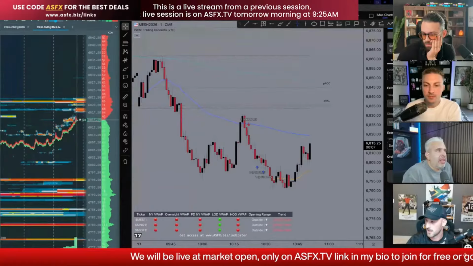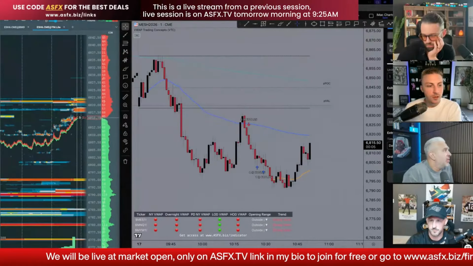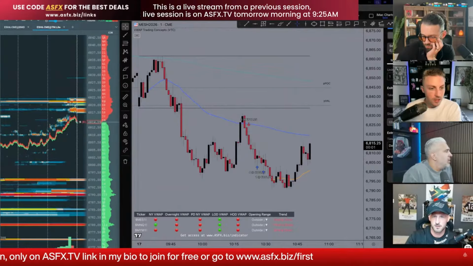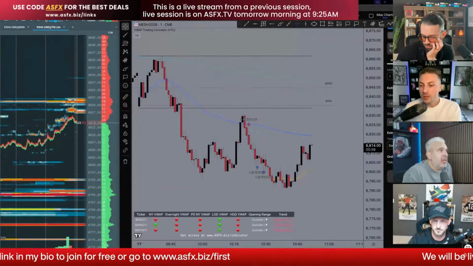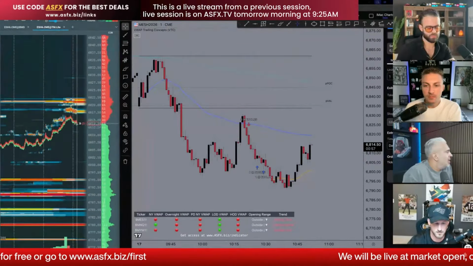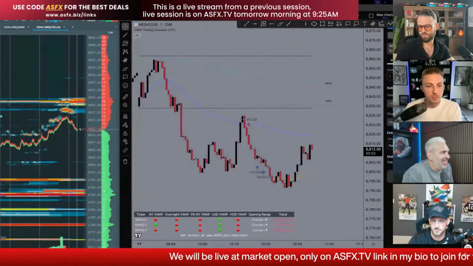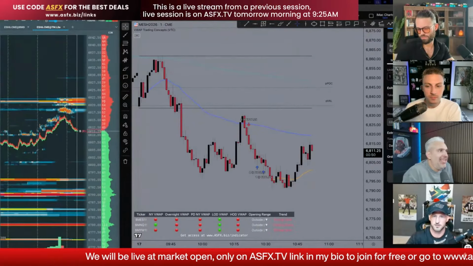NQ looks like it's going to take its New York now. Yeah, it has. Well, it's on it. See if it rejects it. It's funny seeing the New York VWAP go straight up from the open and then straight down like that, just like a sharp V.